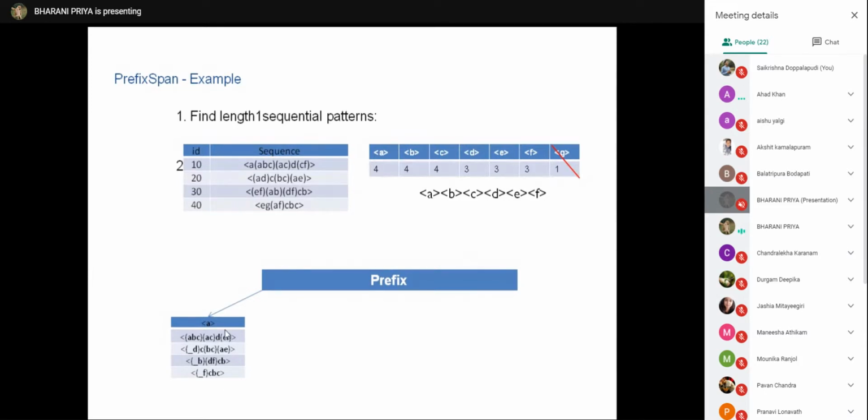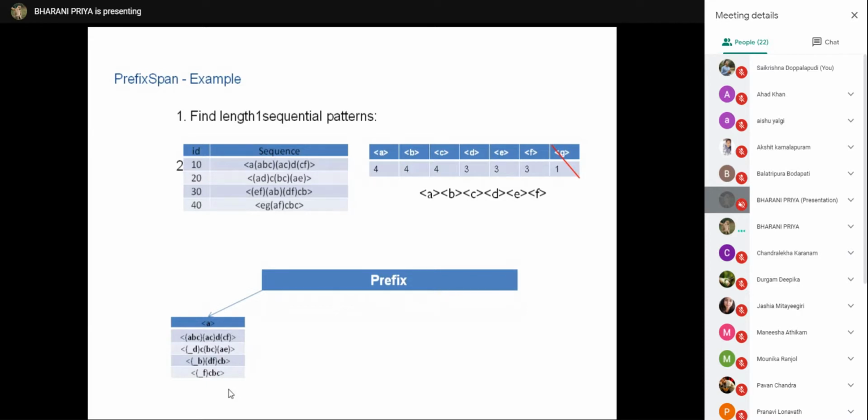But if I am saying A as prefix, and if I say, for example, B, D, F, C, B as postfix, and when I concatenate the prefix and postfix, I want to get my original sequence. So I am ignoring EF and A as a prefix. I am writing all the remaining items here. Any other doubts?